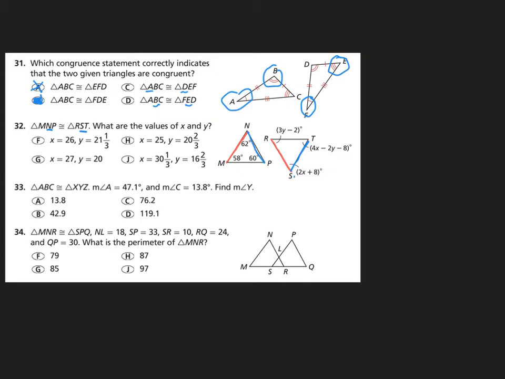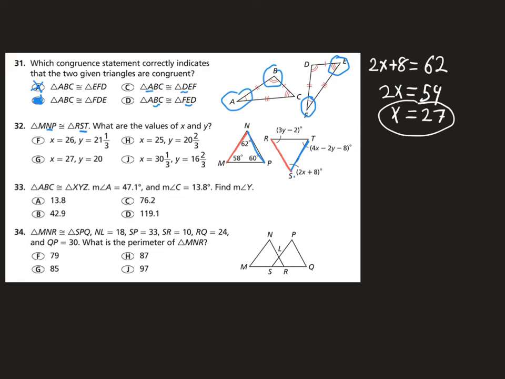So first of all, I'm going to find out what x is. And so the 2x plus 8 will have to equal 62. This is the same angle in each of them. So 2x, subtract 8 from both sides, and then divide both sides by 2. So x would equal 27. So I think it's going to be G.